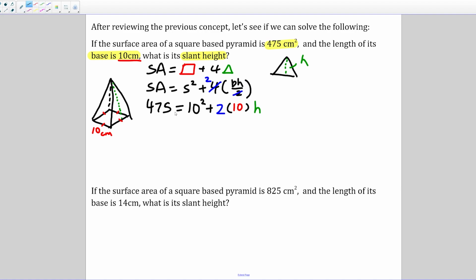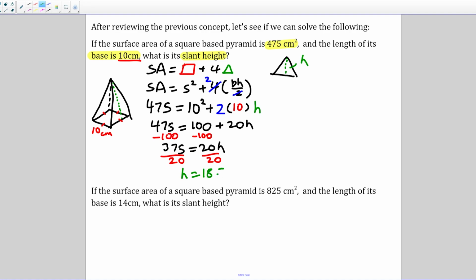So working backwards, we know we've got 475, and maybe we'll simplify that first. 100 plus 20h. And then we can actually work backwards now. We're going to subtract 100 from both sides, and we end up with 375 is equal to 20h. And then dividing both sides by 20 gives us a height of 18.75 centimeters. So we've got 18.75 as our answer.